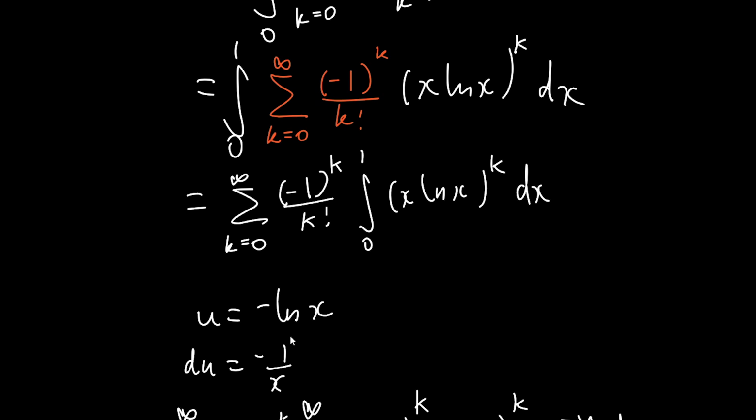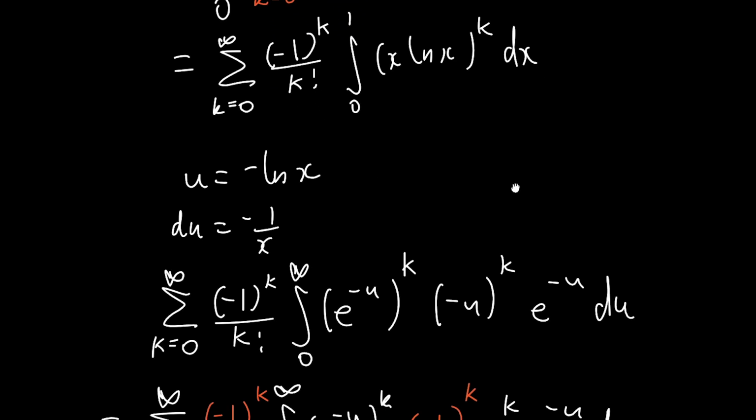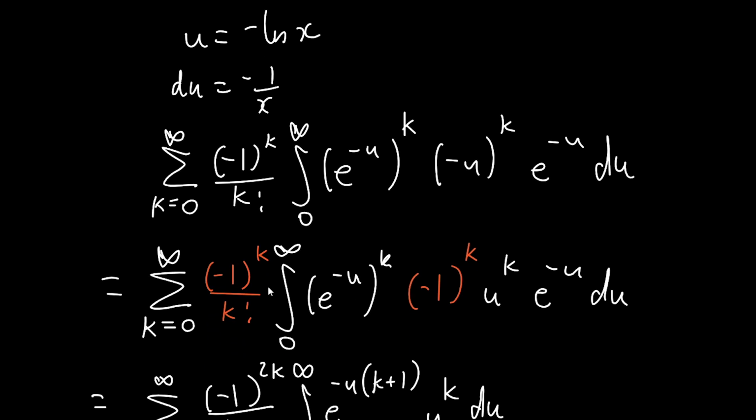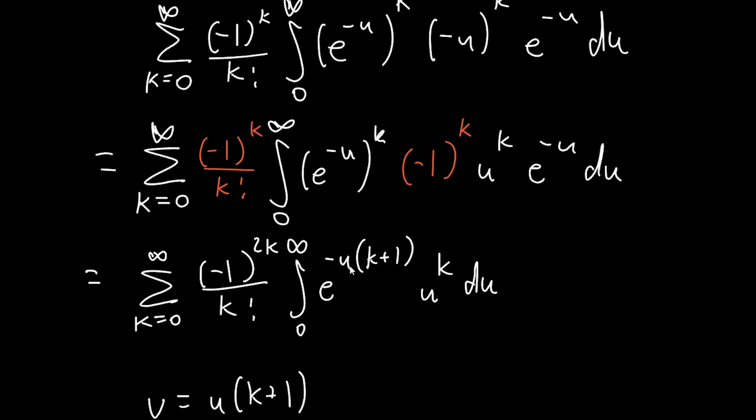So we can use the same steps from before. Say u equals minus ln x, du equals minus 1 over x dx. And now we end up with e to the minus u to the power of k times minus u to the power of k times e to the minus u. And then we can take the minus 1 to the k from this term and multiply it by this one to get minus 1 to the 2k. And we end up with e to the minus u to the k plus 1 times u to the k. And this is very close to the gamma function. We just need to do a substitution.